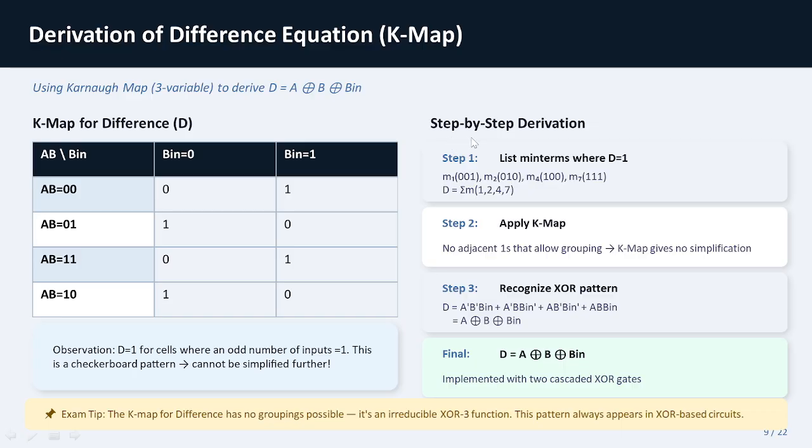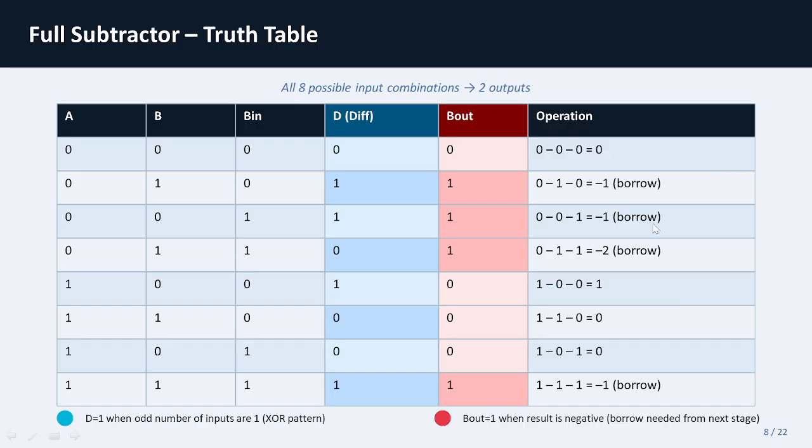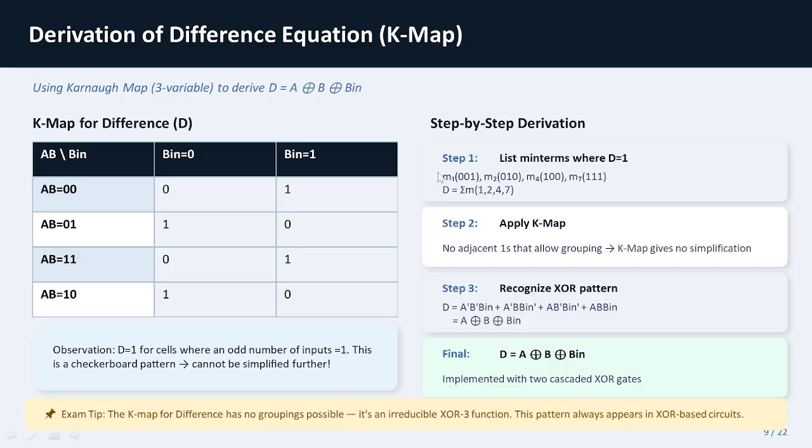For the canonical SOP, there will be three steps. First, we need to list minterms where D is one, so where the difference is one. Where is our difference one? The second, right? When A is 0, B is 1, and B in is 0, and 0 0 1 for this, and 1 0 0 and 1 1 1. You need to take these terms: m1, m2, m4 and m7. You are going to write three inputs A, B and B in for each, and group them like this.